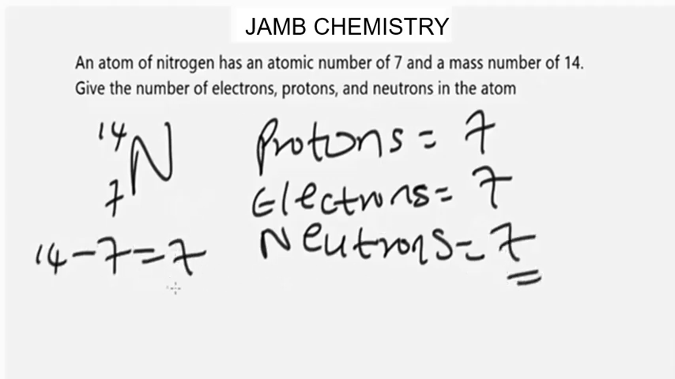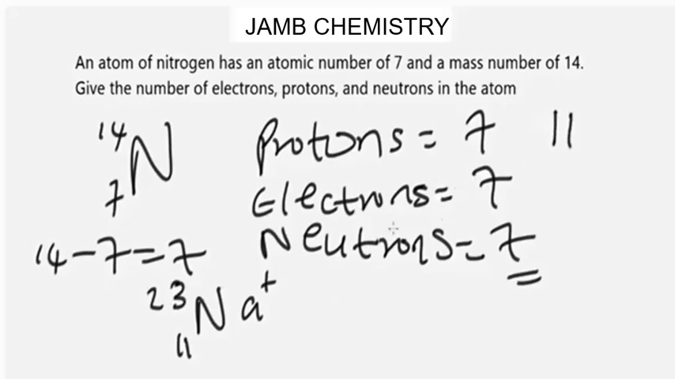Now, what if we are given a charged atom or an ion? Let's say the question came like this: an ion of sodium. That means the element will have a charge like this. Now I have to find the protons, the electrons, and the neutrons. The atomic number of sodium is 11 and the mass number is 23. That means the number of protons in sodium will be 11.